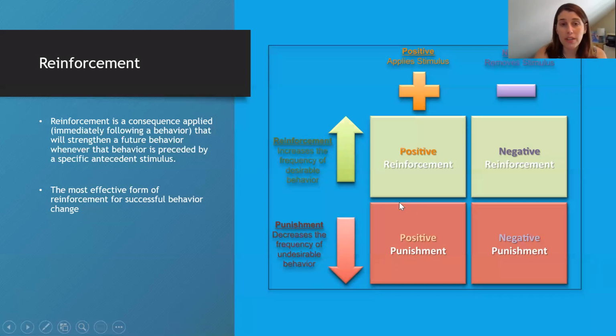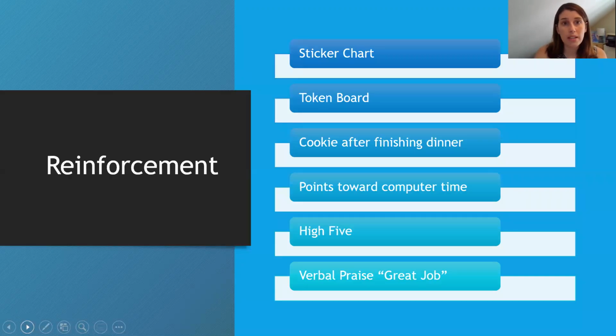So looking over here in this diagram, positive reinforcement falls in this upper left-hand quadrant, which is basically just telling us that reinforcement increases the frequency of a desirable behavior, and it's determined that it's positive reinforcement because we're adding something to the environment. So adding to the environment and increasing the likelihood or frequency of a desired behavior would be considered positive reinforcement. Here I've compiled a list of really tangible samples of types of positive reinforcement.